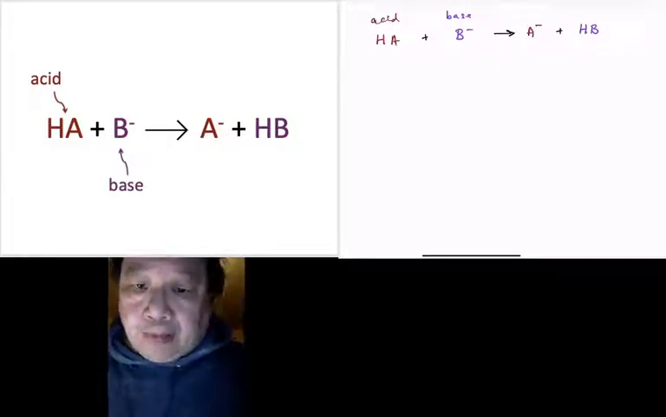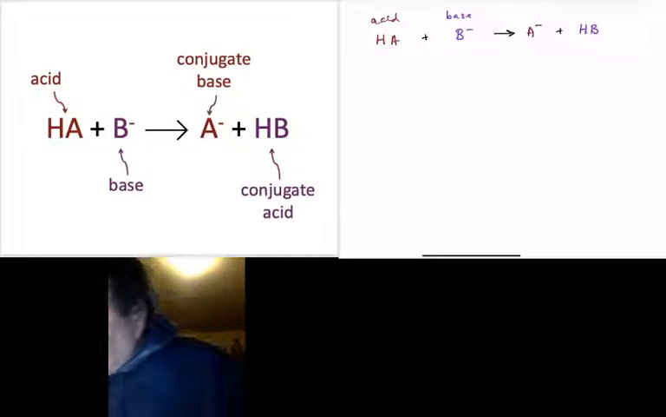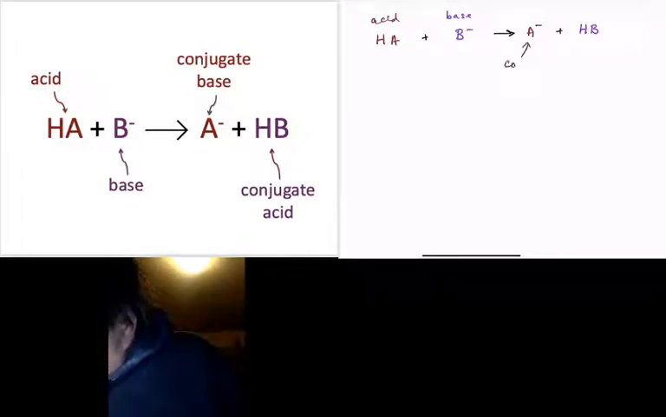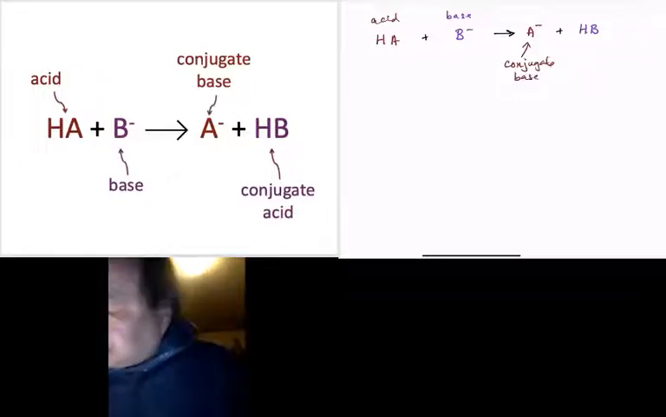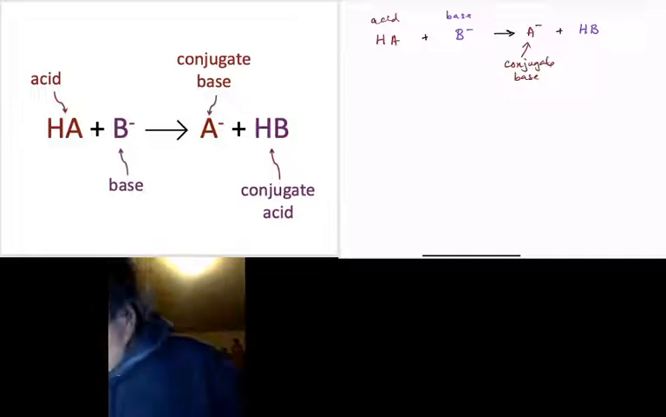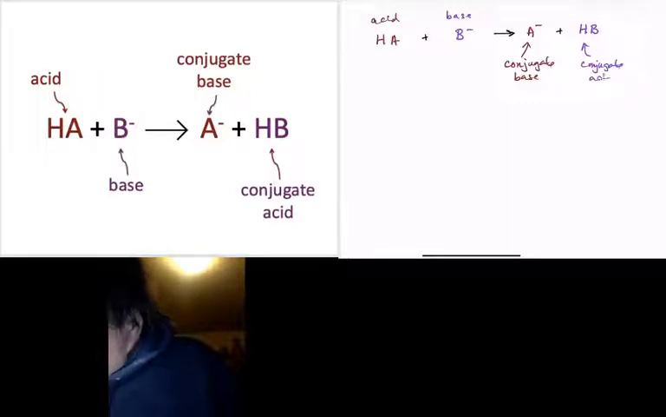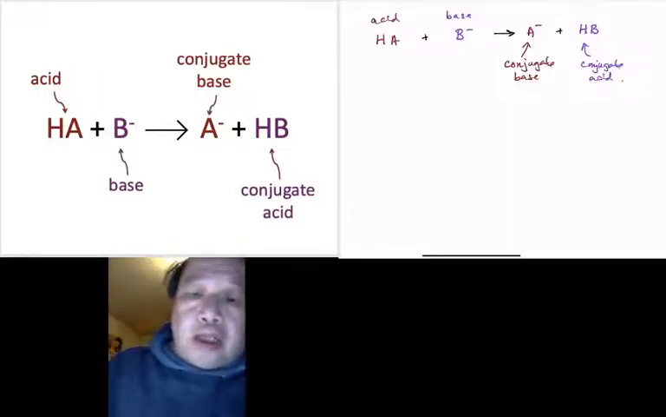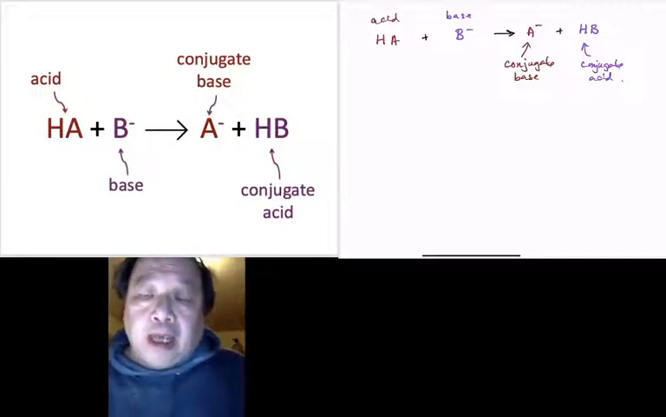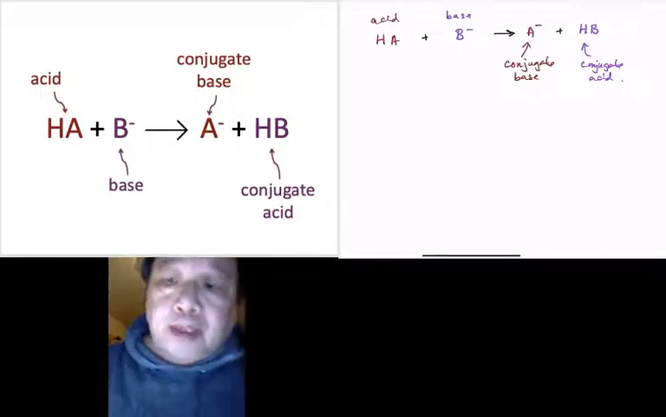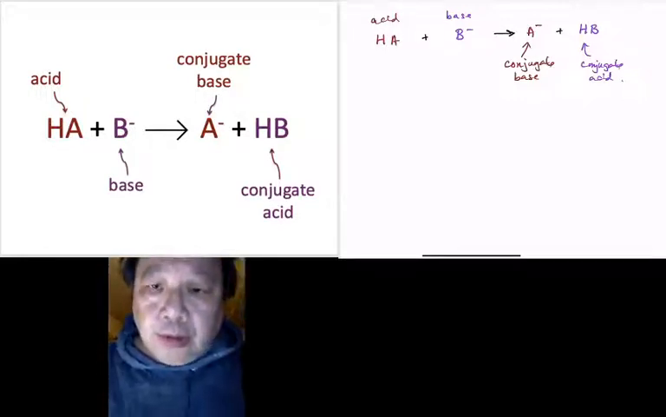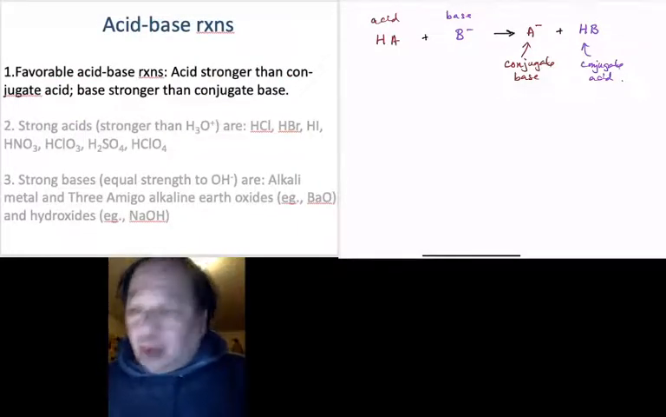And they bear the following names. The A minus is the conjugate base. It's not an acid because it's lost the H plus. And the HB is an acid now. It is the conjugate acid. And with this terminology that an acid and base react to make the conjugate base and the conjugate acid, we can understand rule number 1.